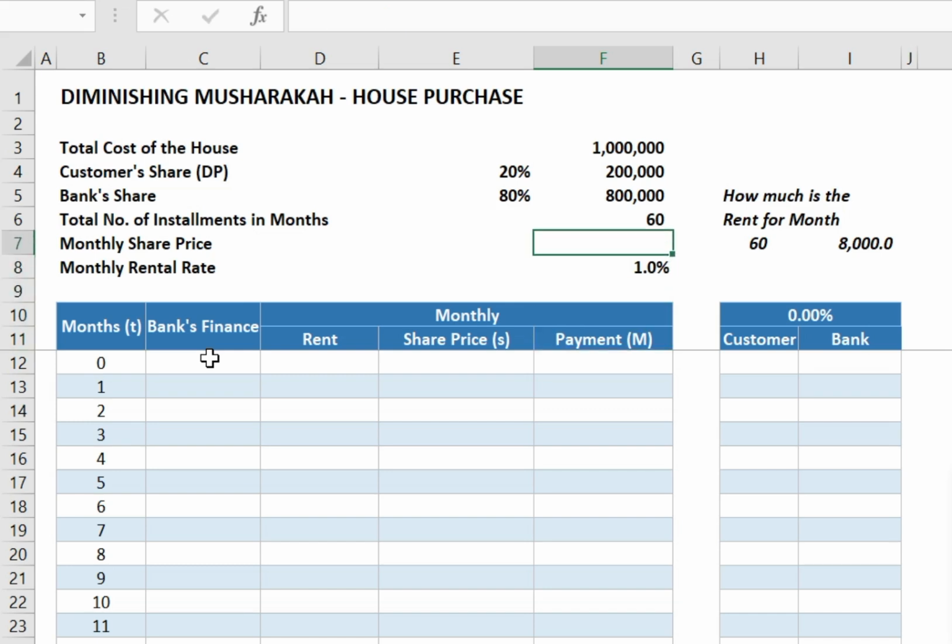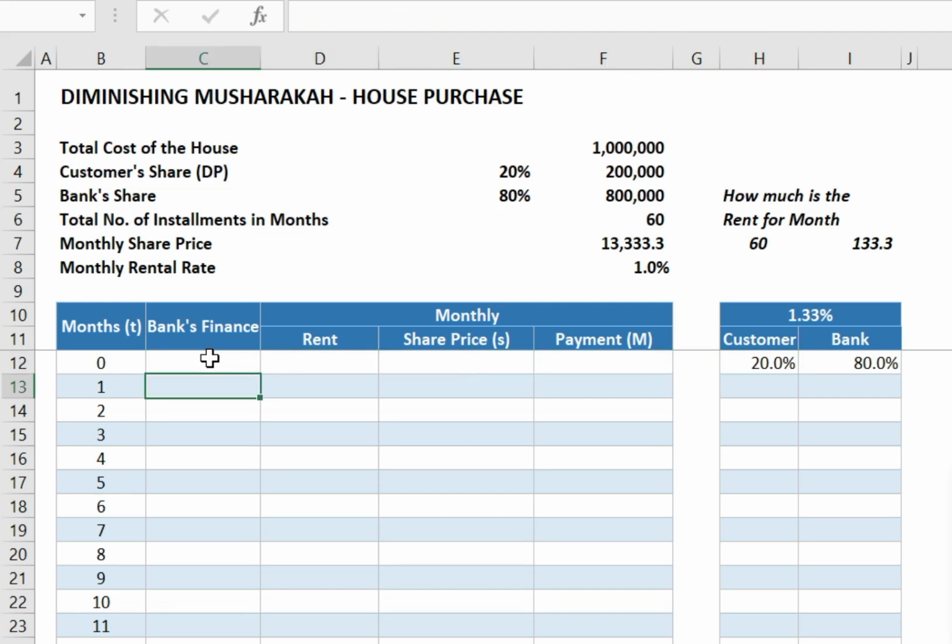So the first step is, let's first calculate the monthly share price, which is simply the original bank's finance of 800,000 divided by the number of installments in months. And that is 13,333.3. So this is the monthly share price. Then month 0, of course, there are no balances here. And in month 0, the customer ownership interest remains 20%, while the bank's interest is 80%.